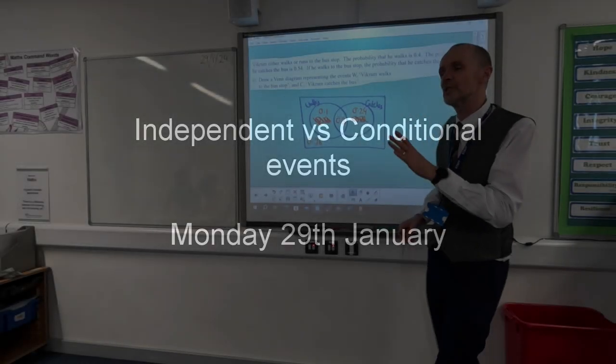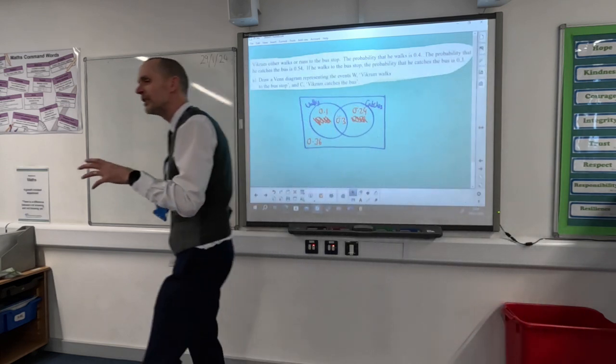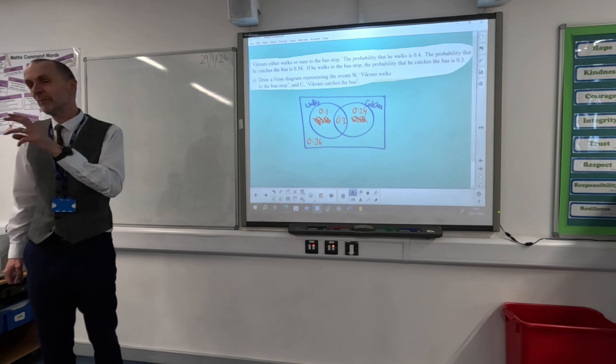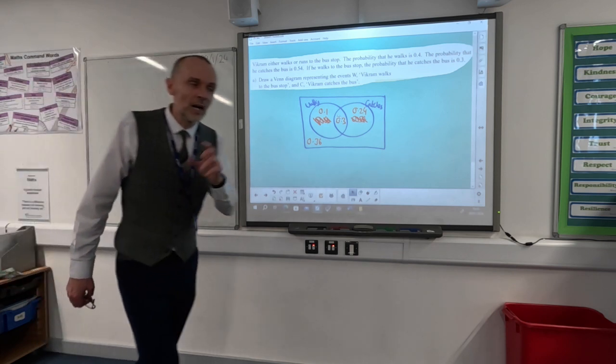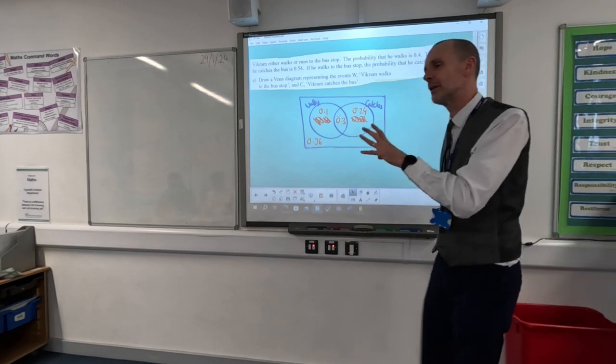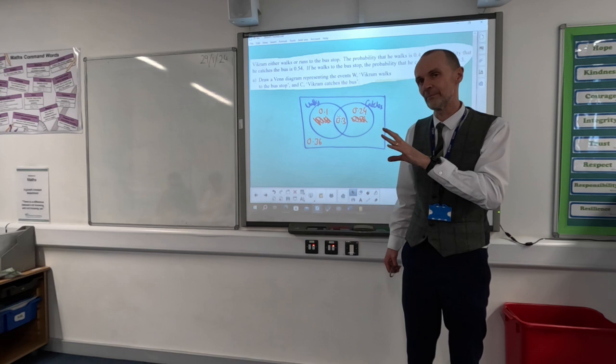Okay, so I want to talk today, and I'm trying to cover content which is not too taxing during the mocks, but it's still something we need to get through. I want to talk today about this issue we touched on the other lesson, about how we can tell from a Venn diagram if two events are independent.